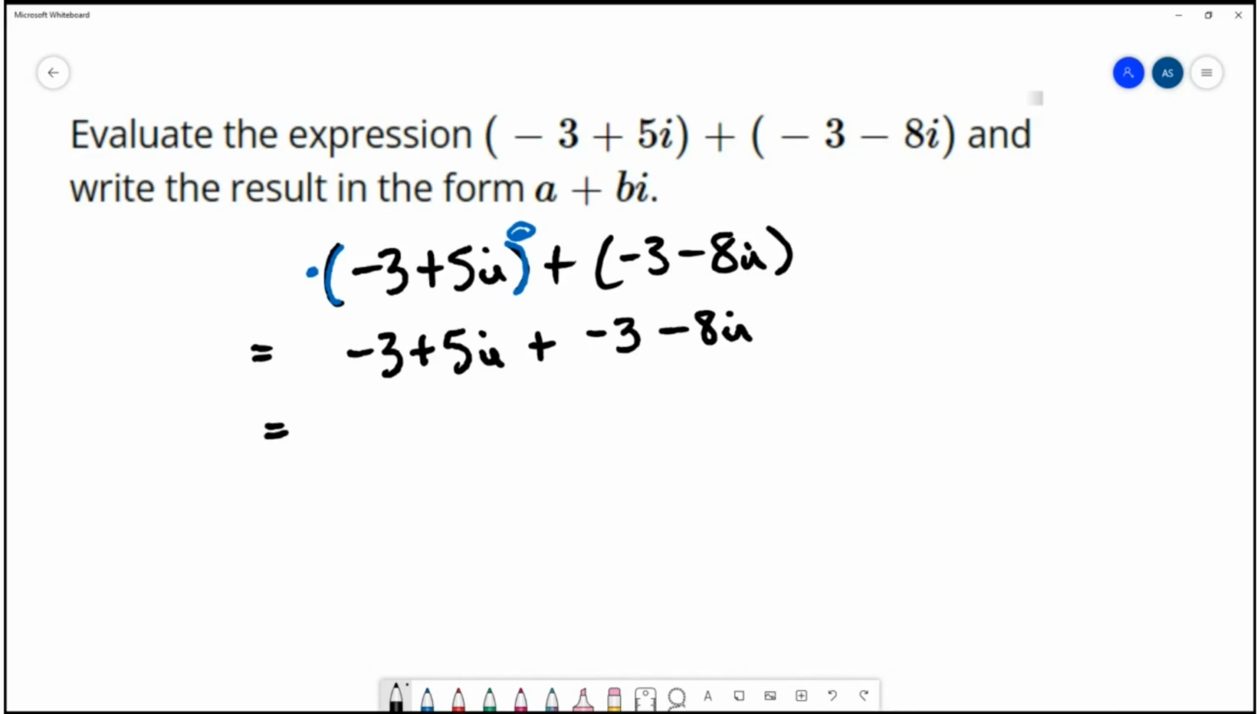So we're going to add those real parts together. We have -3 plus -3 is -6. 5i minus 8i is -3i. So we've combined, using addition, those two complex numbers and got -6 minus 3i.